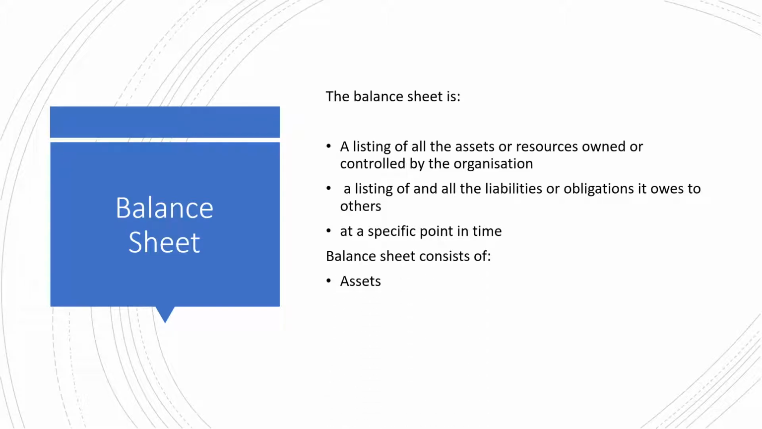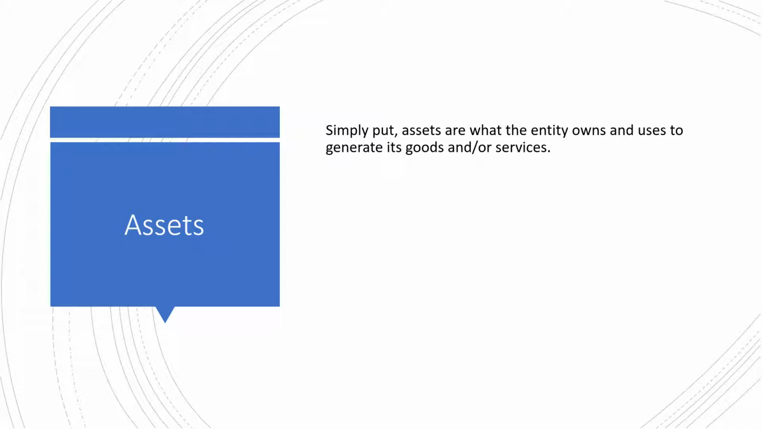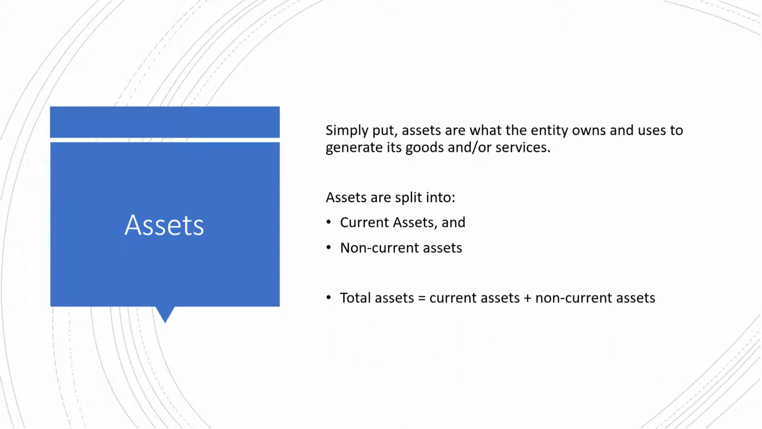The balance sheet consists of assets, liabilities, and equity. Let's take a look at assets. Simply put, assets are what the entity owns and uses to generate its goods or services. Assets are split into current assets and non-current assets. Total assets equals current assets plus non-current assets.